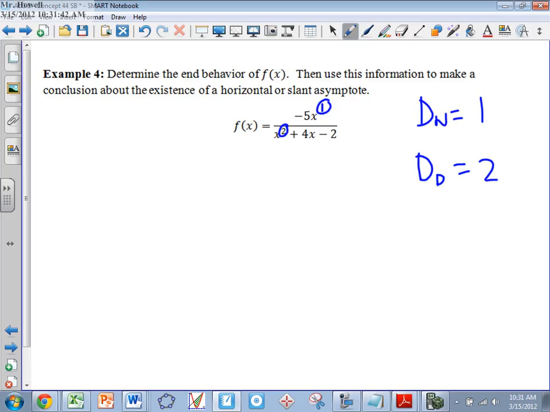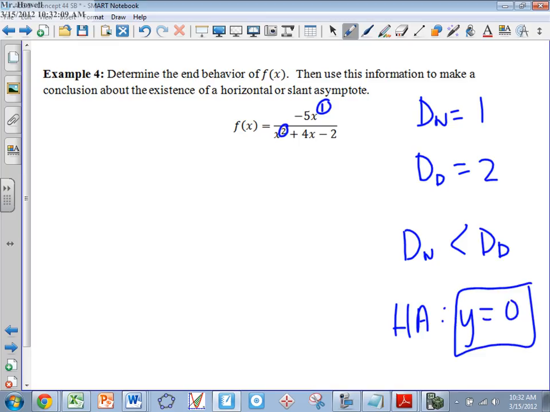Take a look at what I circled there. The exponent here is really 1, because it's negative 5x, x is to the 1. The exponent here is really 2. So for this kind of problem, we see again that the degree of the numerator is less than the degree of the denominator. When that happens, our end behavior goes to 0. So we clearly have a horizontal asymptote at y equals 0. So go ahead, please, and graph this one and take a look.